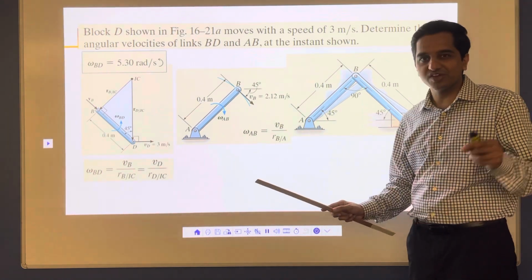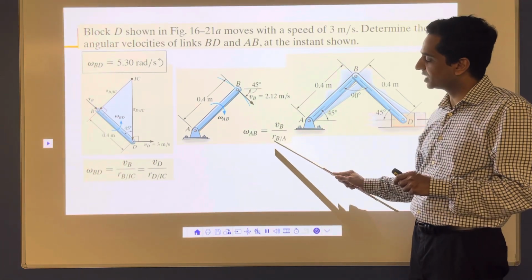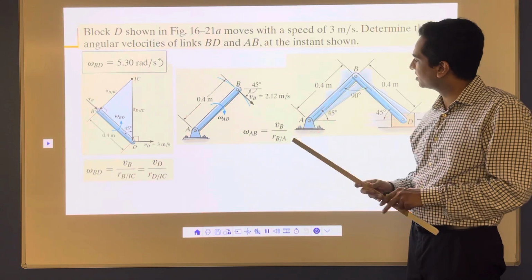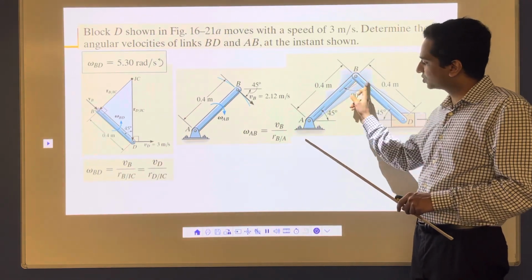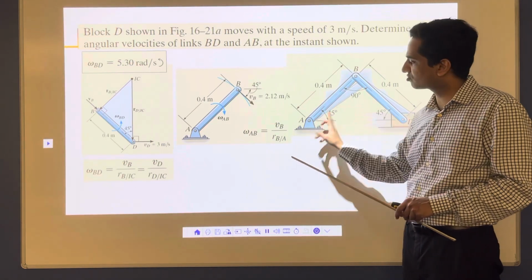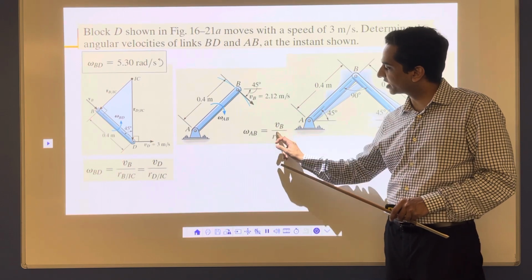We know V is equal to omega R. Based on that, omega is equal to V by R. Our omega AB is the linear velocity of this point B divided by 0.4, or whatever the length here is. V is equal to omega R, omega is equal to V by R, and I'm going to use that. Now for that I need to know VB.